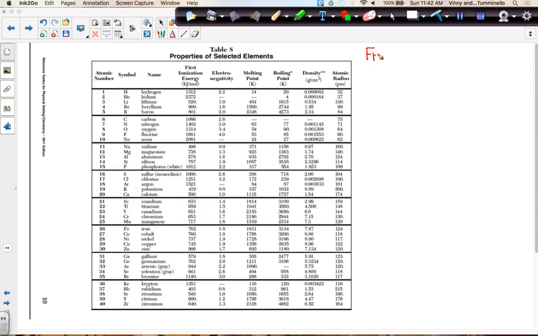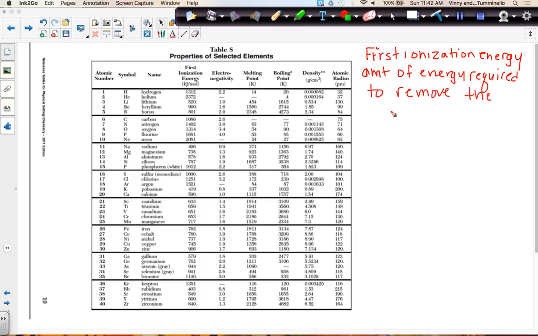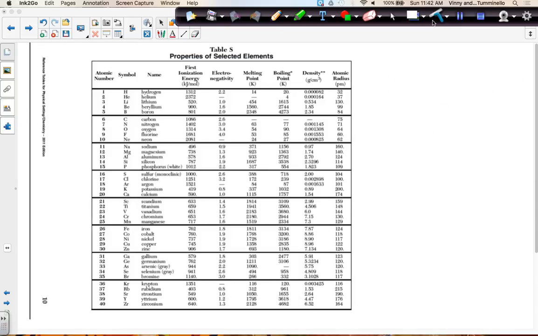If we talk first about first ionization energy, first ionization energy refers to the amount of energy required to remove the most loosely bound electron from an atom. Okay, so we're going to remove the most loosely bound electron using the first ionization energy. And so if a question asks you which of the following takes the most energy to remove the most loosely bound electron, or which takes the least energy to have the most loosely bound electron removed, that would be first ionization energy that you're going to look up, and you would find it directly on Table S.